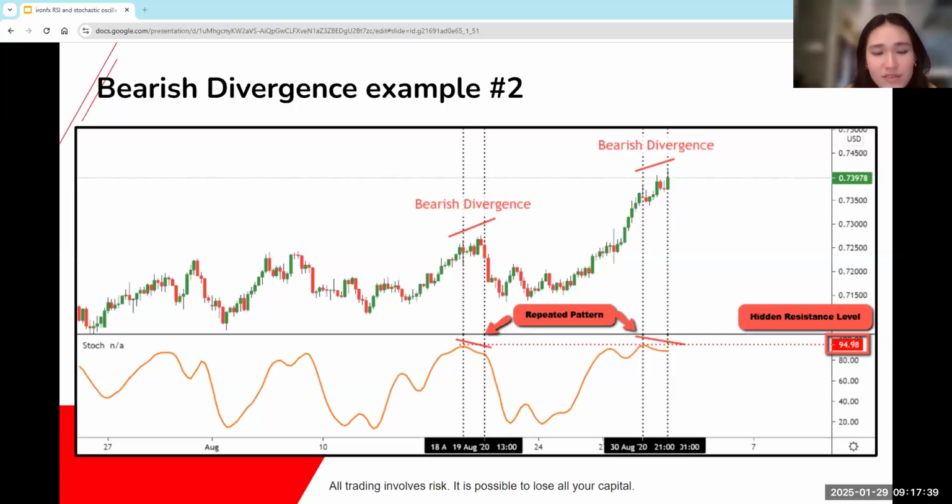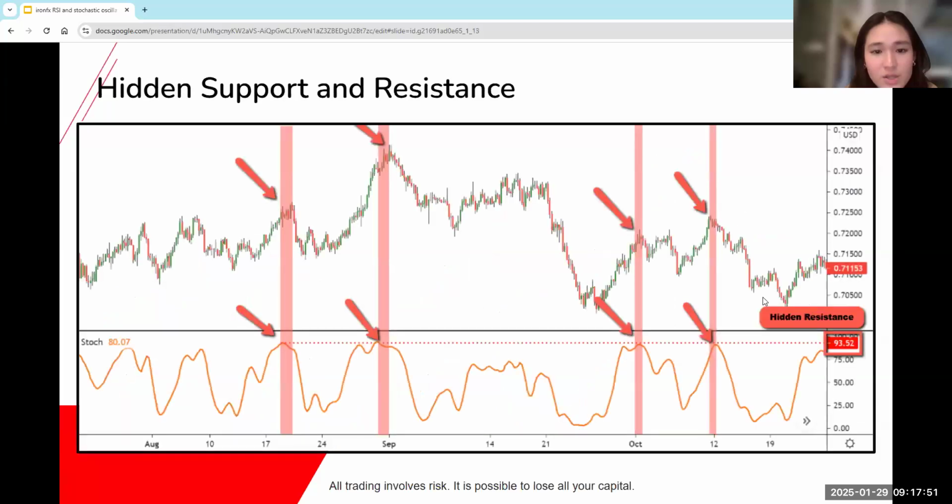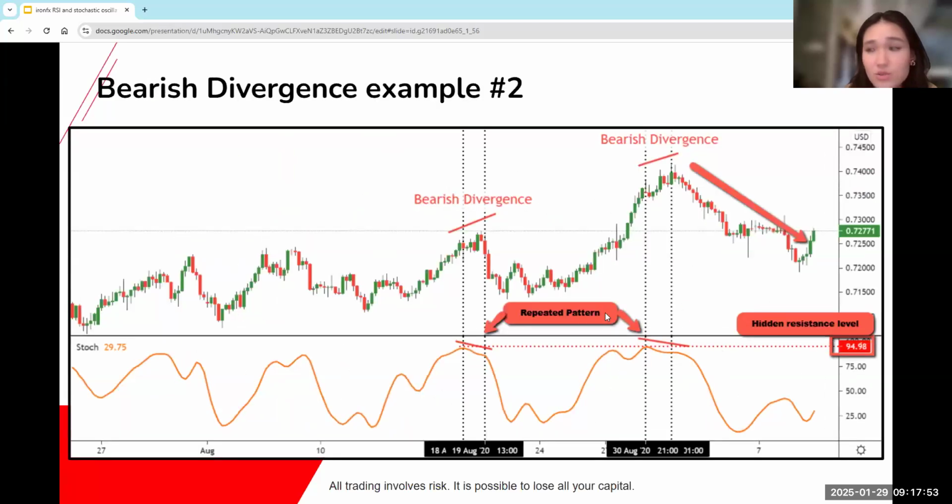That's a repeated pattern, with the bearish divergence occurring again. And there's a hidden resistance level as well. Okay, so we are forecasting prices to continue to drop, which is exactly what happened here. Okay, it reversed strongly off of that second bearish divergence.